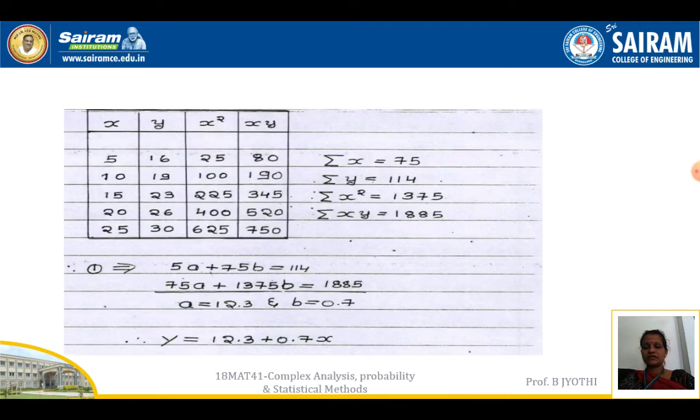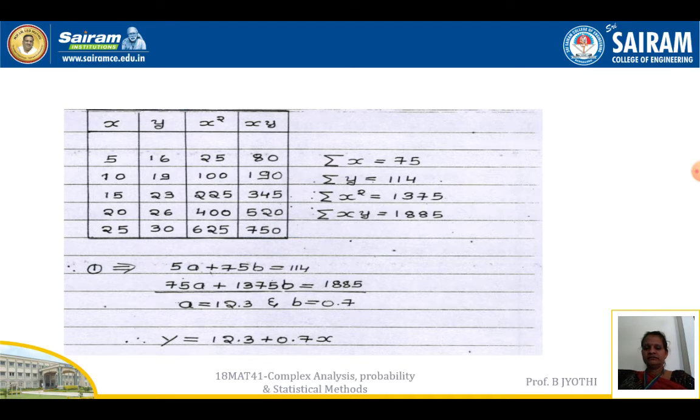As x is required, to compute the sum of y, let us also compute the sum of x square and xy. So we have calculated sigma x, that is the total of x, which is 75, the total of y, and x square and xy.